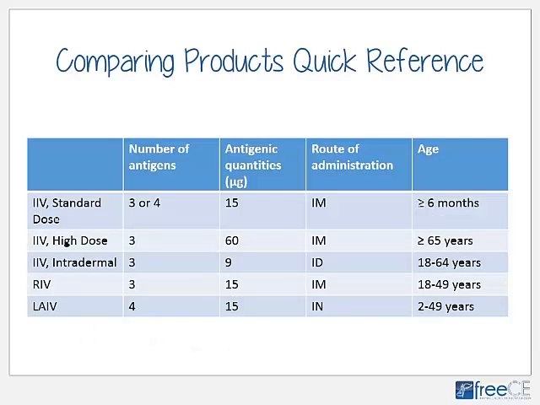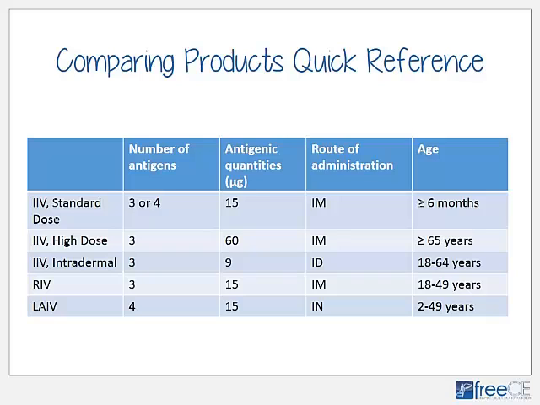Okay, so we've talked a lot about the different products, and I wanted to give you a slide that's just a quick and dirty reference for comparing your different products. The way that I have this organized is by the abbreviations that we talked about in the beginning. So you have your inactivated influenza virus, that's the standard dose, your inactivated influenza virus, that's your high dose. You have the intradermal inactivated influenza virus, and then you have your recombinant influenza virus, which is produced in the cell-based lines, and then you have your live attenuated influenza vaccine product.